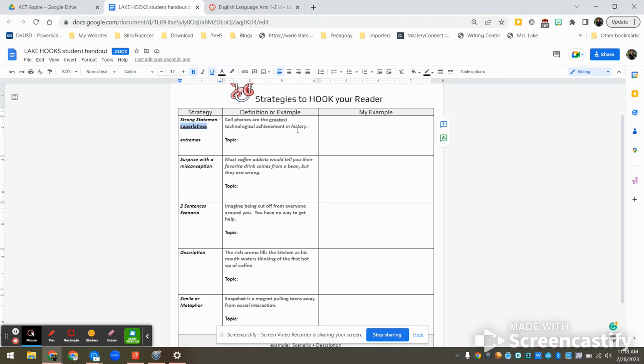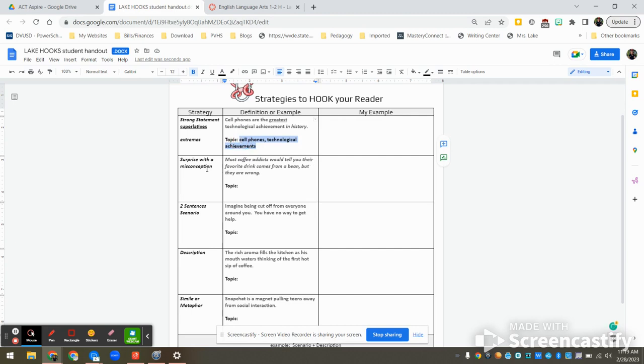Looking at that example, cell phones are the greatest technological achievement in history, we want to figure out what the actual topic of this essay is based on just their hook sentence. Down here underneath topic, you can list out some different things. The obvious one is cell phones. That could potentially be the topic of this essay. Another topic that might be prevalent in this essay could be technological achievements, things like that.